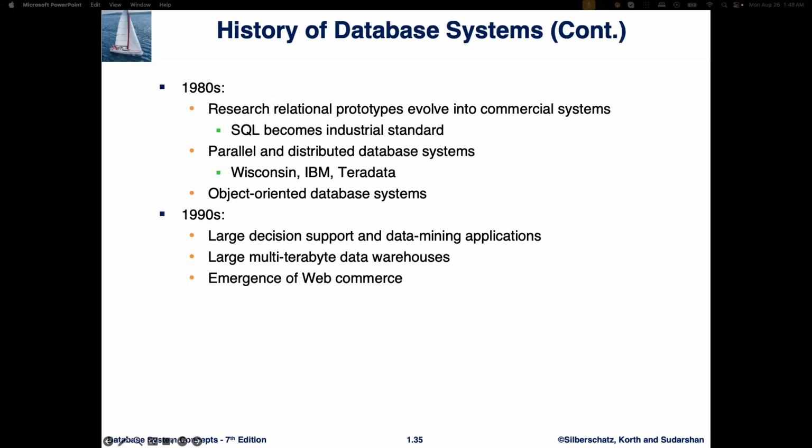Parallel and distributed databases. Advances in technology led to the development of parallel and distributed database systems. Institutions like the University of Wisconsin, IBM, and Teradata pioneered these systems, enabling faster processing and data distribution across multiple machines. Object-oriented databases: the concept also emerged, aiming to integrate object-oriented programming features into database systems to handle more complex data types.